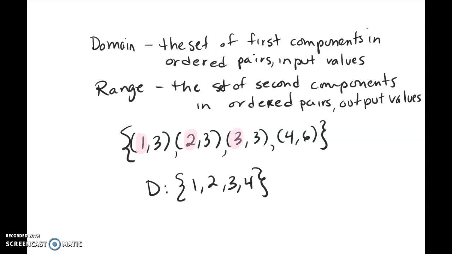So it's a list of the first coordinates. And the range would be a list of the second coordinates. Now in the second coordinates, I do have some duplicates. So I do not need to write those duplicated. I don't have to write 3, 3, 3. I would just write 3 and 6 are in my range.